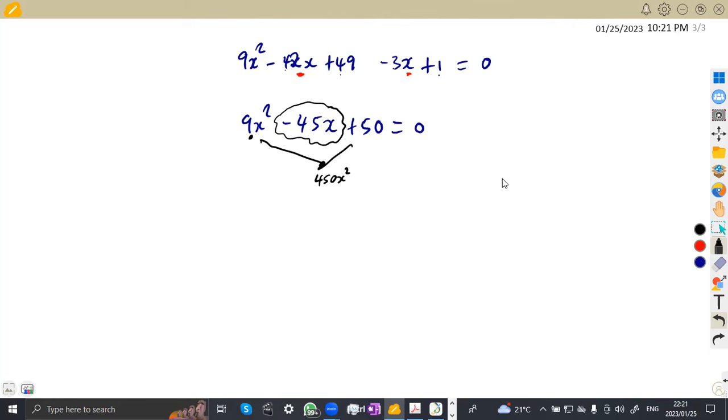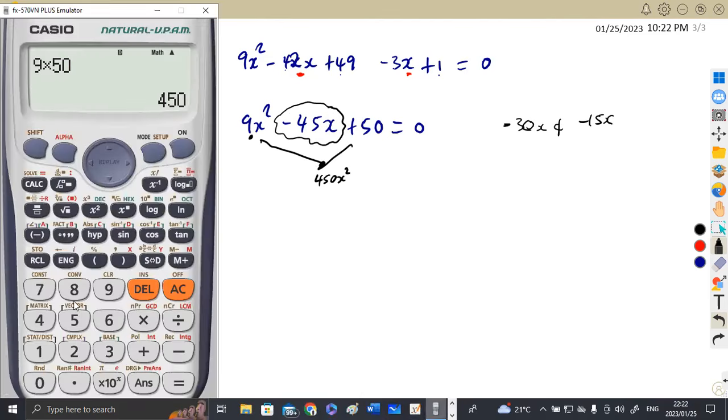I want you guys to list all the factors that you can have. List all of them, all the factors. When I say all, I mean all of them. Then from these factors, which ones, when you add, give you negative 45? In this case, I'm having these two factors. If we multiply negative 30x by negative 15x, that's a positive 450. Let's try, it's a trial and error type of equation. 30 times 15 is 450.